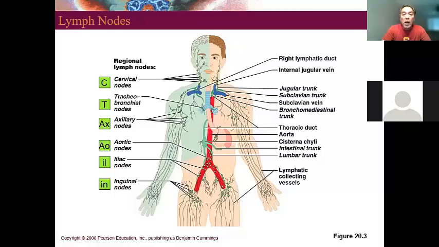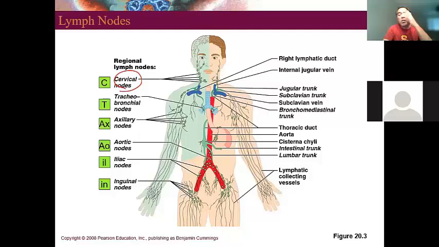Okay, so let's identify the lymph nodes first. Generally, you have 6 lymphatic nodes in your body. A couple of books would add up or would actually change the names, but these are the names that we're going to be using. So the first one is the lymphatic nodes that is located at the neck. That is called the cervical nodes.